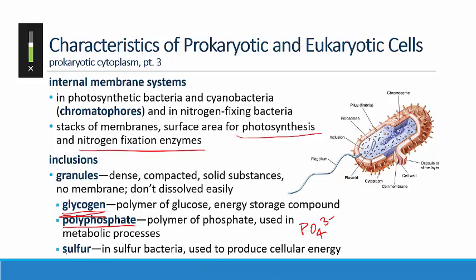And then there's sulfur. Sulfur is important to sulfur bacteria because these sulfur bacteria use sulfur in the processes by which they make ATP. So having sulfur around for sulfur bacteria especially is important, and so they will maintain a little storage granule of sulfur.